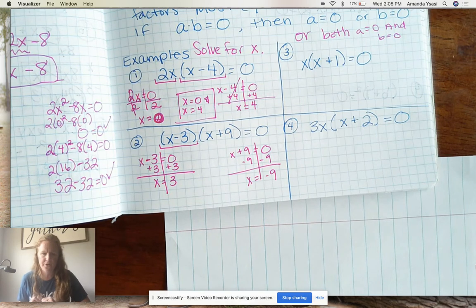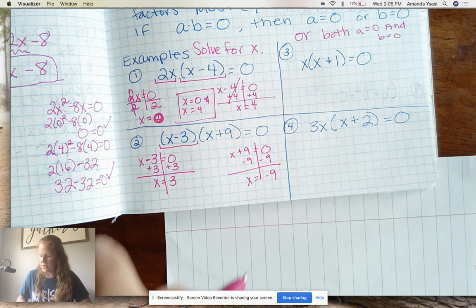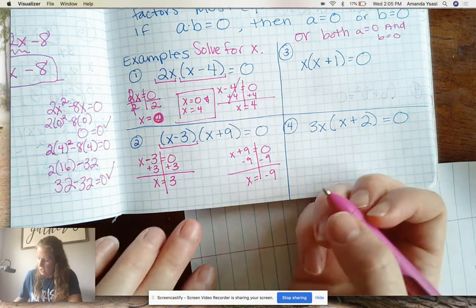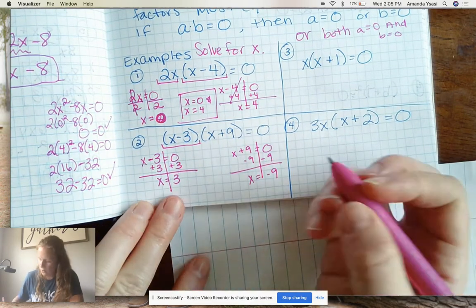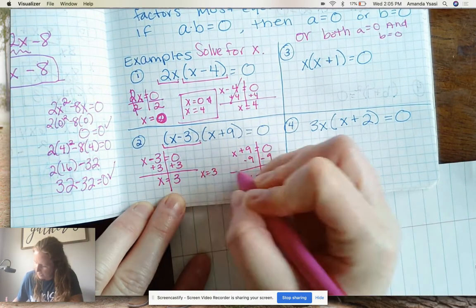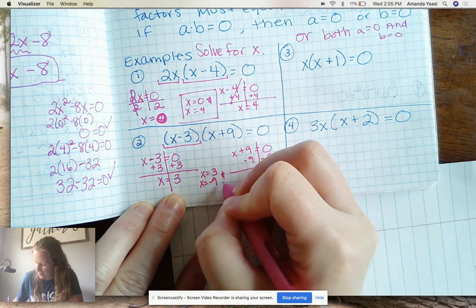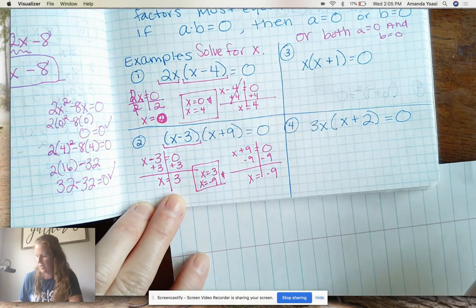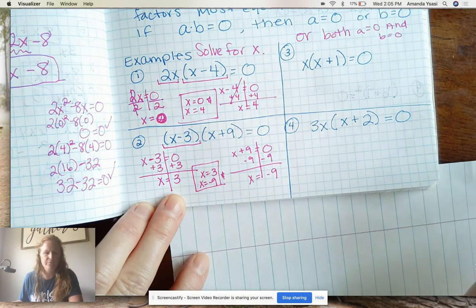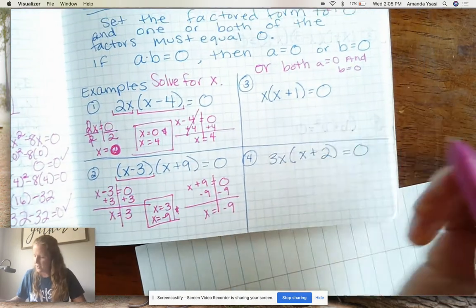So you're finding what the value of x is that makes the equation equal to 0. Those are called your solutions or roots. So that's why we're doing all of this. On that example 2, we got x equals 3 and x equals negative 9. You don't even have to write the and. Just put x equals 3, x equals negative 9.